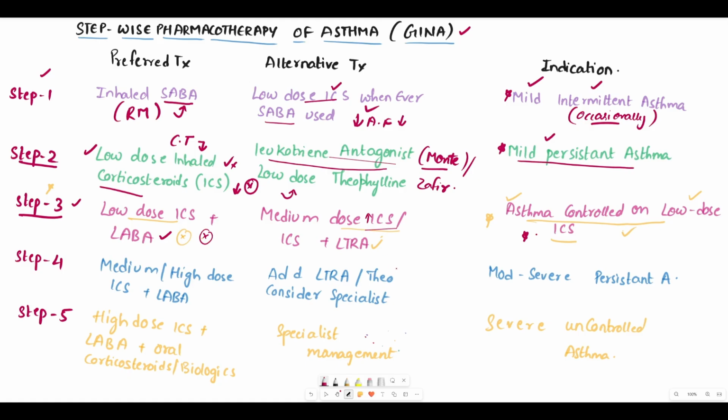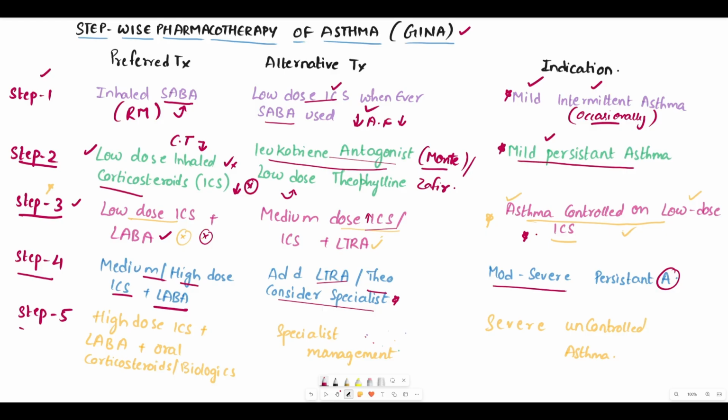Next one is step 4. Step 4 is mainly for the moderate to severe persistent asthma. If asthma still remains uncontrolled, the patient will be entering into this step 4. At this stage, the preferred treatment is medium or high dose inhaled corticosteroid that is given along with the long acting beta 2 agonist. Additional medicines like the leukotriene receptor antagonist, which can be montelukast or zafirlukast, and theophylline may also be added if needed. And patients at this stage may also require evaluation by the specialist.